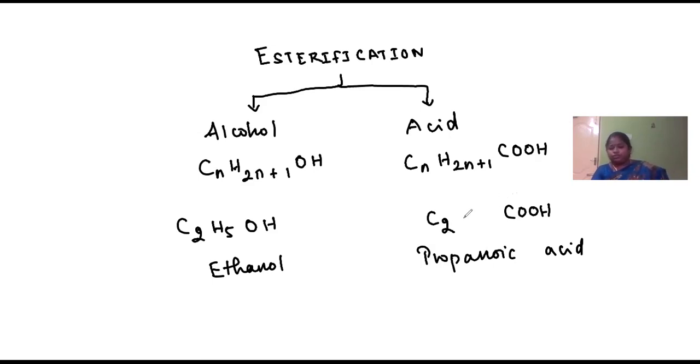So C2, H2 into 2 plus 1, right? That means 2 carbon atoms. So 2 into 2 plus 1 means 5. So C2H5COOH, which is propanoic acid.